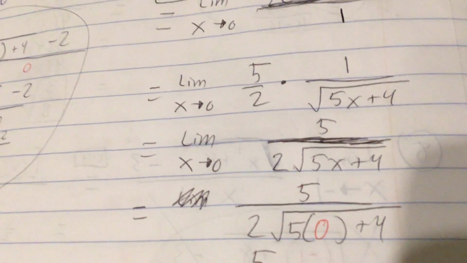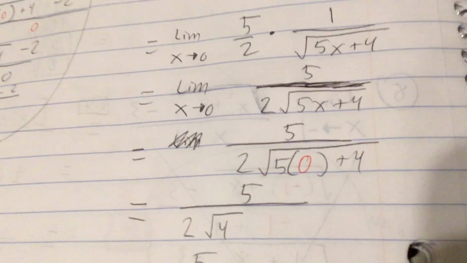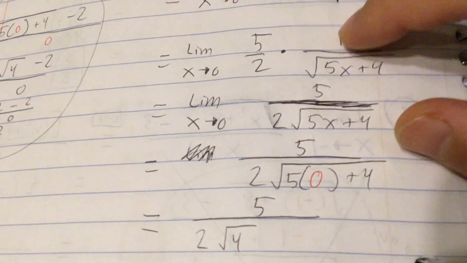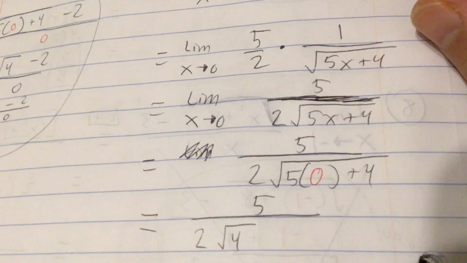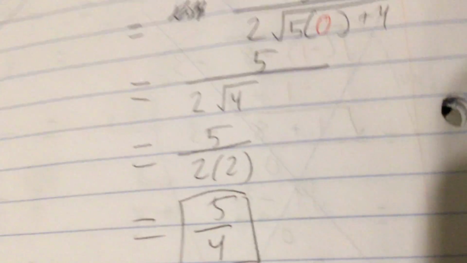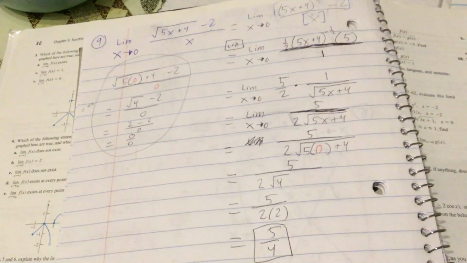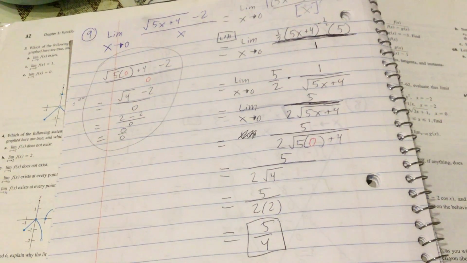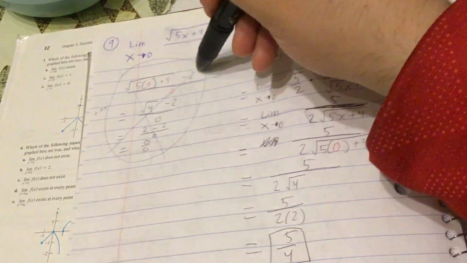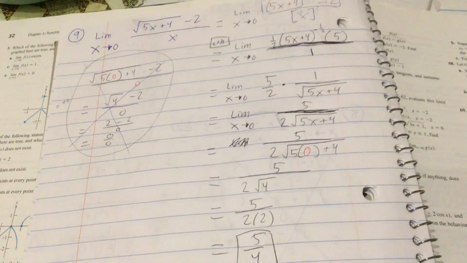And I'm going to apply direct substitution. Hopefully it does not mess up. 5 times 0 is 0 plus 4. We got the square root of 4. So 5 over 2 times the square root of 4, or 5 over 2 times 2. The limit as x approaches 0 is 5/4. But that point does not actually exist because it's a hole at (0, 1.25). Do you understand?